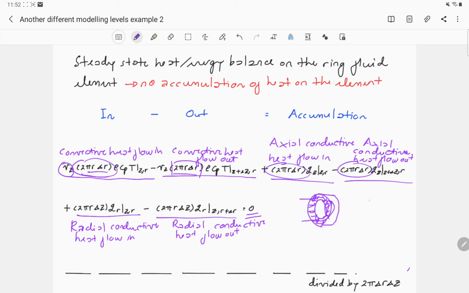The radial conductive heat flow out, on the other hand, is operating on a different area. So you can see that it's operating on this particular area here. Okay, because its direction is like this. So this thickness here is basically delta z, and then the circumference here will be 2 pi r, so this will be 2 pi r delta z, whereas the volume here is 2 pi r delta r delta z.